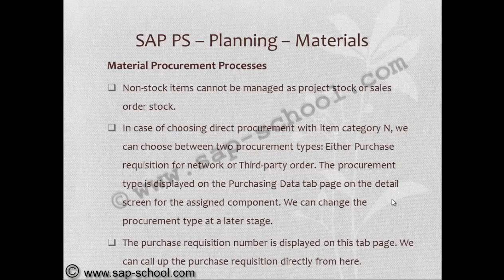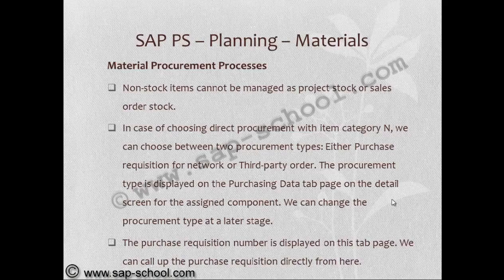Non-stockable items cannot be managed as project stock or sales order stock, since it is a non-stock item. In case of choosing direct procurement with item category N, we can choose between two procurement types: either purchase requisition for network or third-party order. The procurement type is displayed on the purchasing data tab page on the detail screen for the assigned component. We can change the procurement type at a later stage.